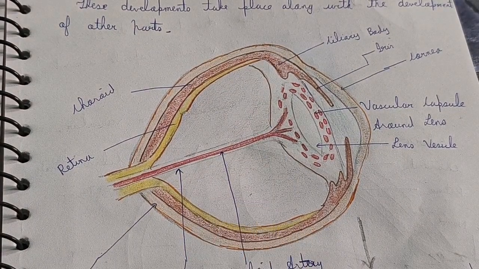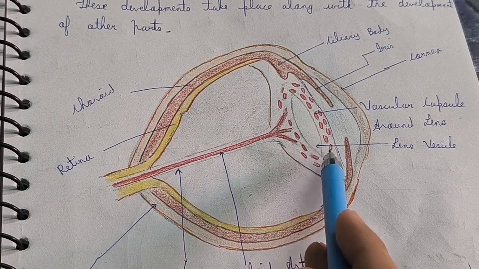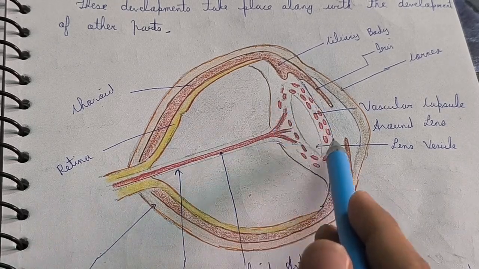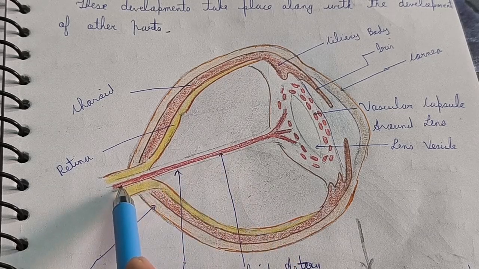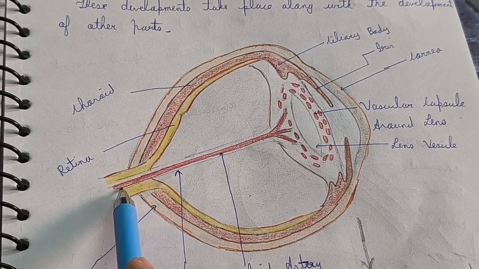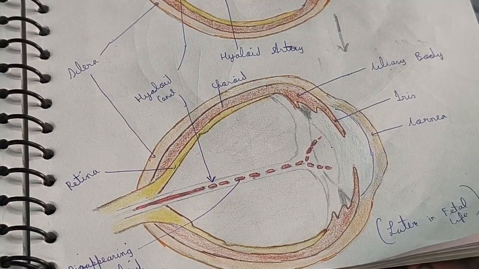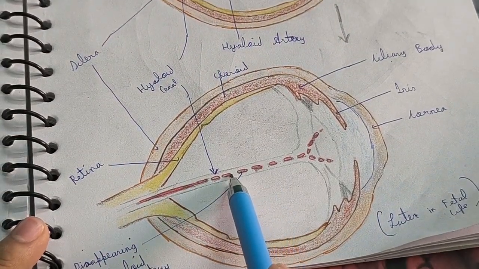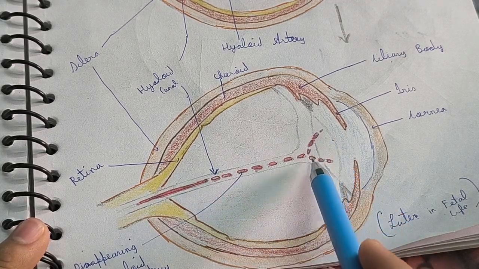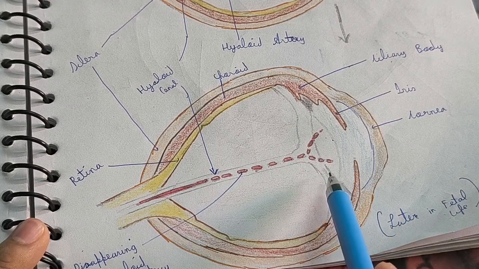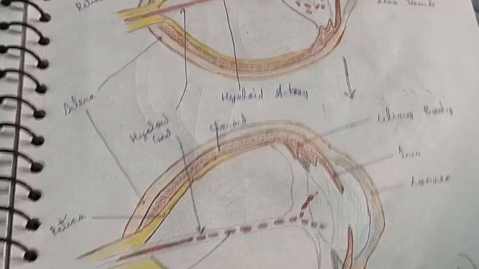So this is the final structure. As you know, initially the lens vesicle was vascular due to the presence of a vascular capsule around the lens vesicle, and the hyaloid artery was there, and this hyaloid artery also goes into the optic nerve to form other vessels. But later in fetal life, this hyaloid artery disappears, and due to its disappearance, the vascular capsule around the lens vesicle also disappears. As a result, the lens becomes avascular from a vascular structure.